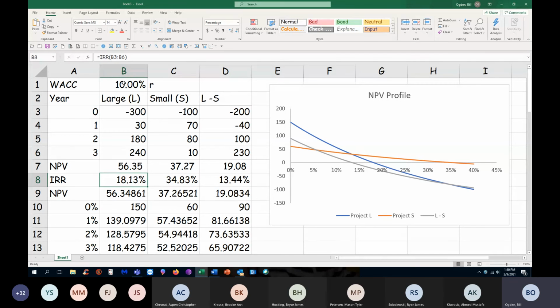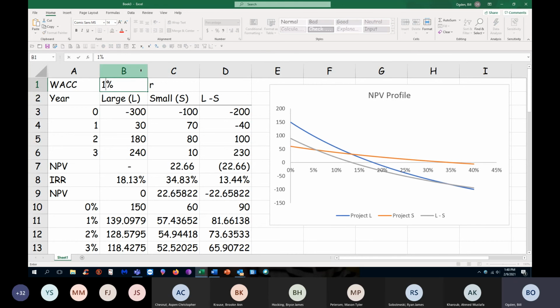And let's just prove that to ourselves. So if I set my cost of capital equal to, and I highlight my 18.13%, watch what happens to NPV. It goes to 0, doesn't it? This is 0. It's just a different formatting. Okay, so let's go back to 10%.